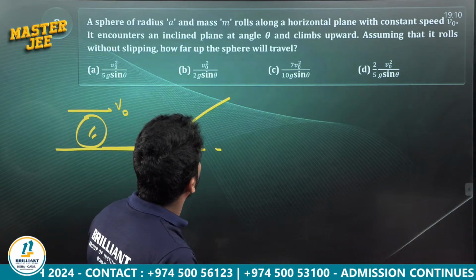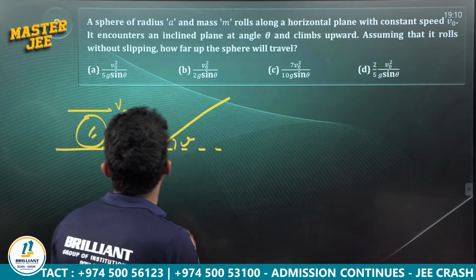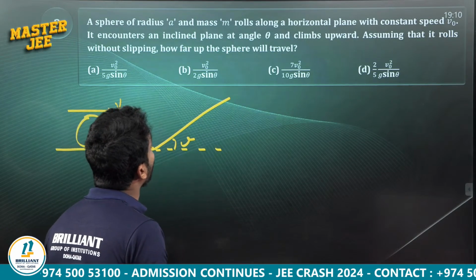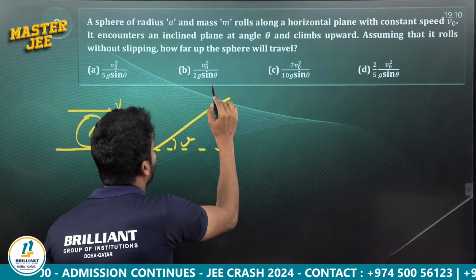Now, assuming that it rolls without slipping over this inclined plane, how far up will the sphere travel? How far will the sphere travel?